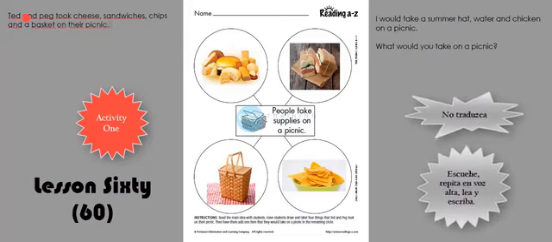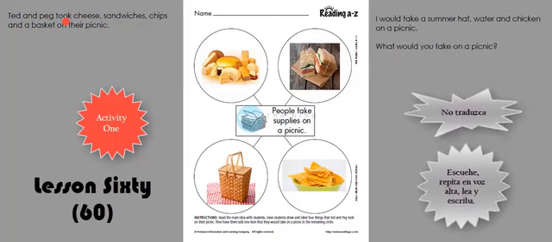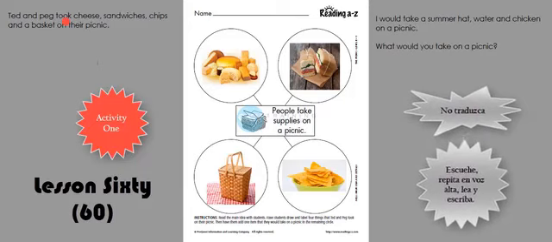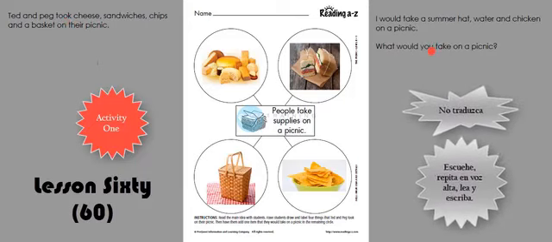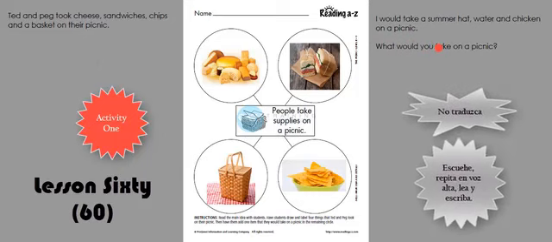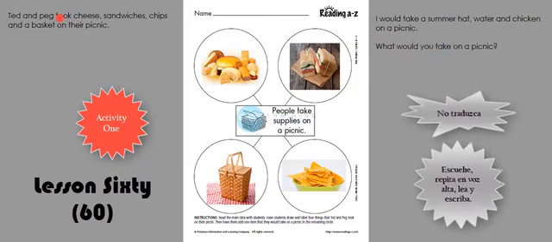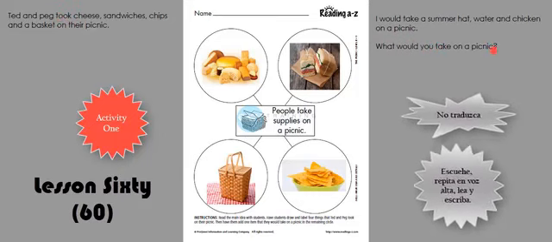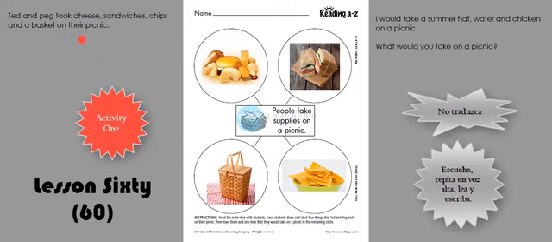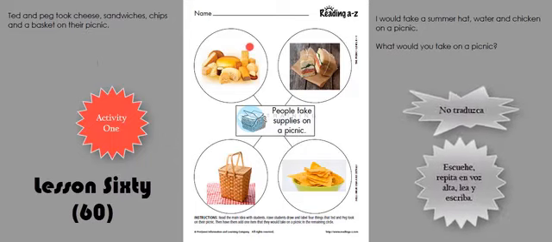Okay. Took, escrito took. Estoy hablando ya en pasado. En pasado. Acá es lo que ellos would take, lo que llevarían. Acá es lo que llevaron. Okay? What would you take on a picnic? Ted and Peg took cheese, sandwiches, chips, and a basket on their picnic. Let's move on to the next activity.